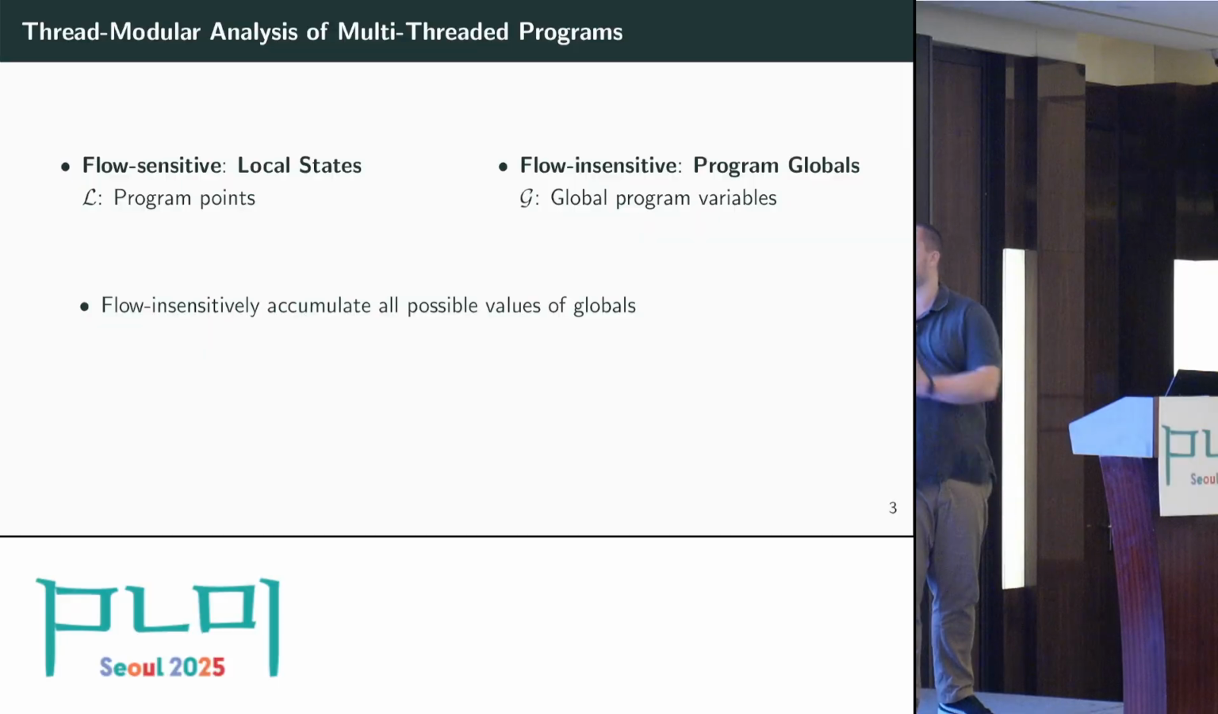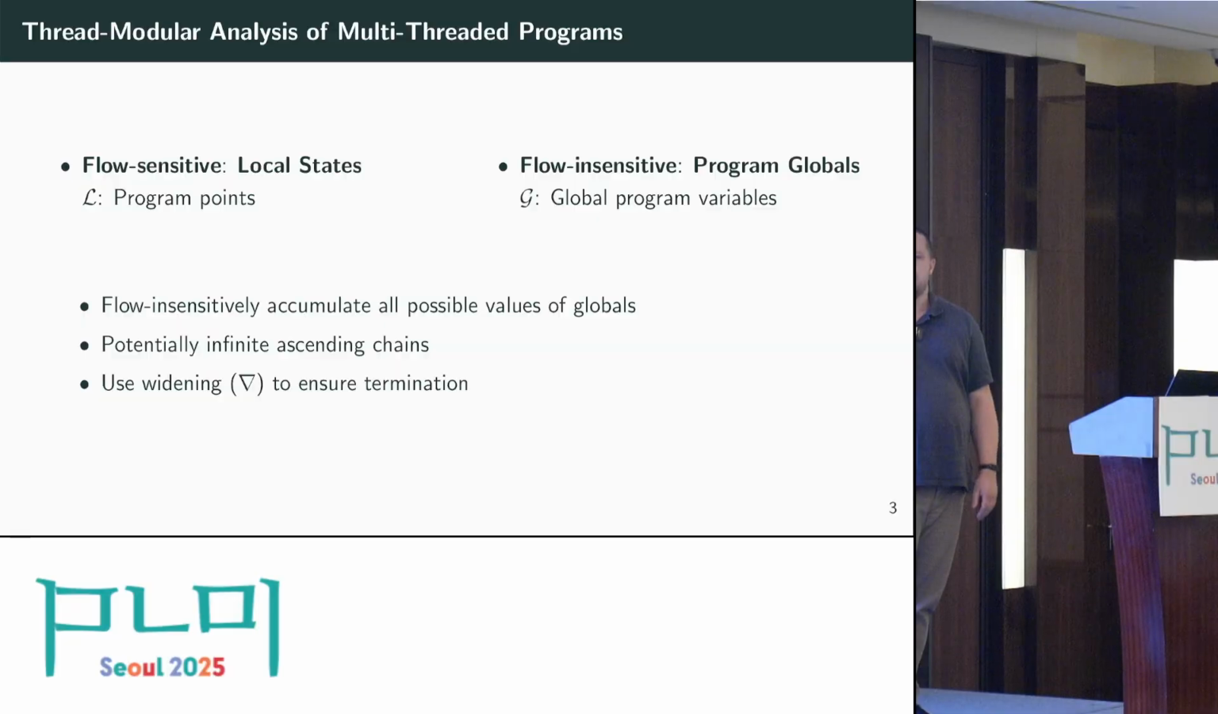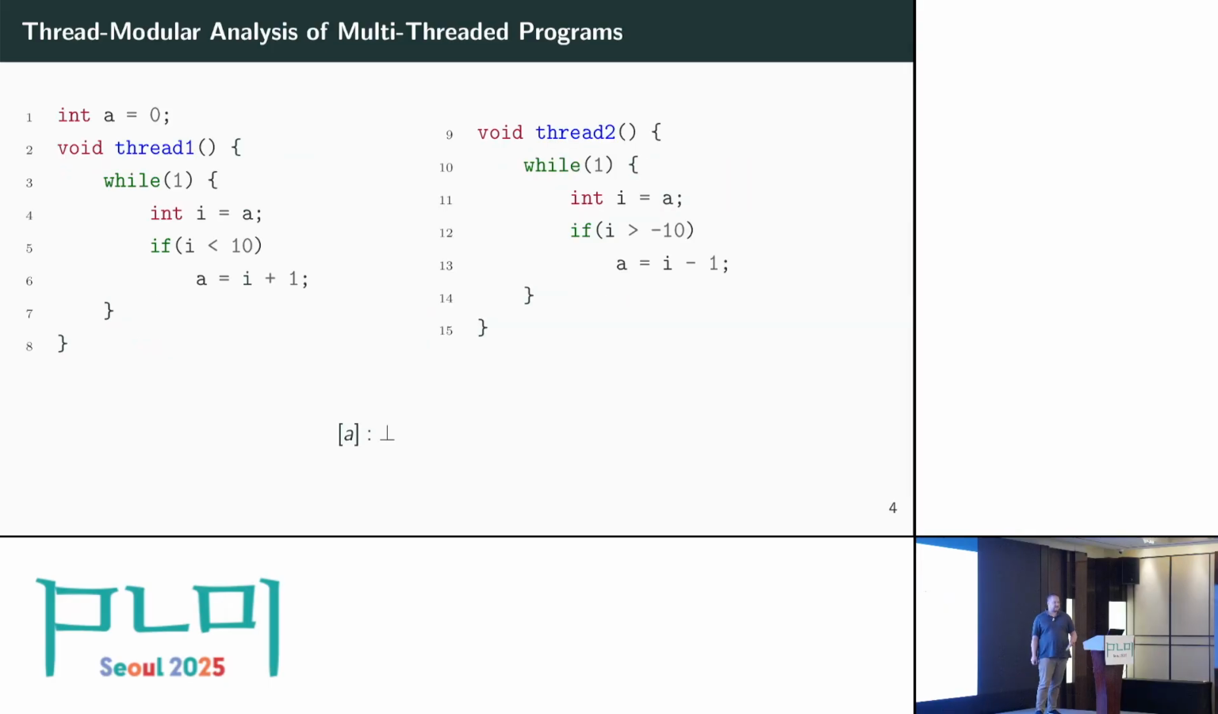And then one simple idea is that we would flow insensitively accumulate all of the possible values that these global variables can have. Now, if you have powerful abstract domains that have infinite ascending chains, then you have a problem here, because you cannot just accumulate all of the possible values that you might see or their abstractions, because it might not terminate. So you might need to use something that is called a widening to ensure that this entire thing terminates. So let's take a look at an example.